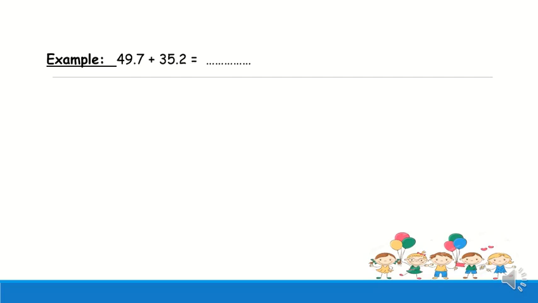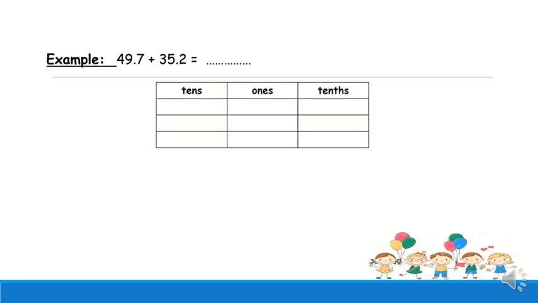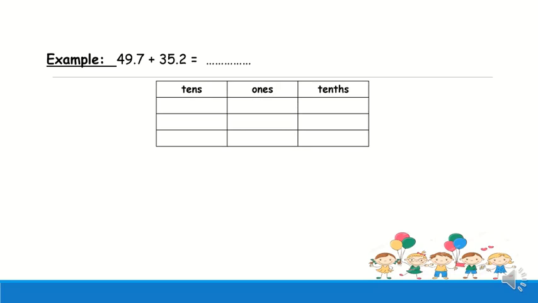The decimal number has a whole part and a decimal part. So here in the whole part I have ones, in the decimal part I have tenths. The first step in adding two decimal numbers is to line up the decimal point under each other. So we put the point under the point and I copy this point in the answer.